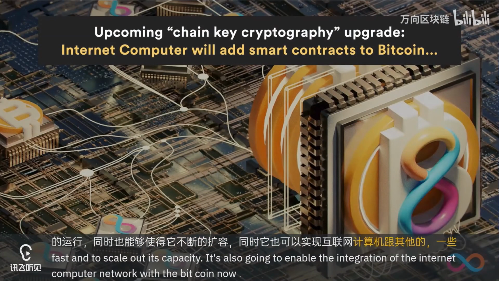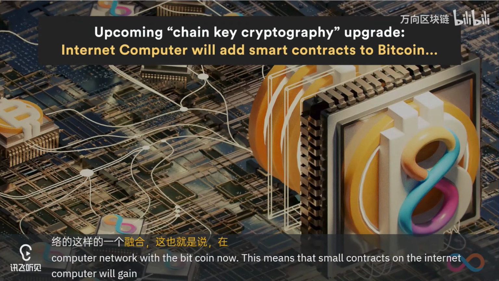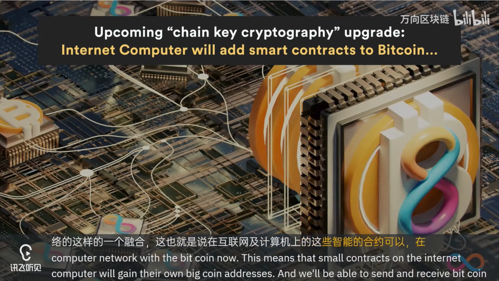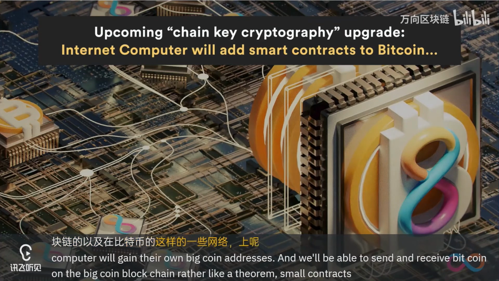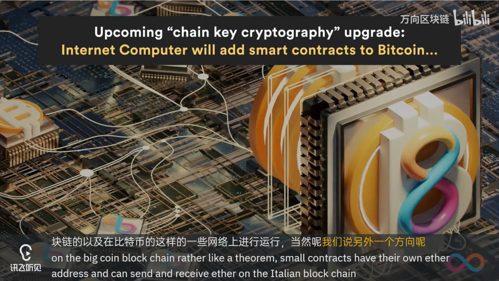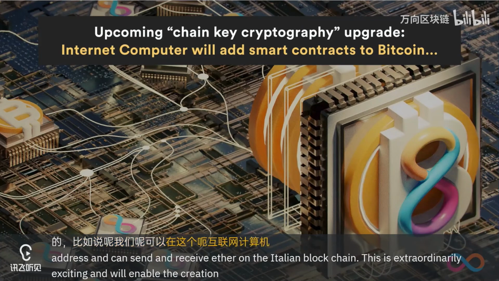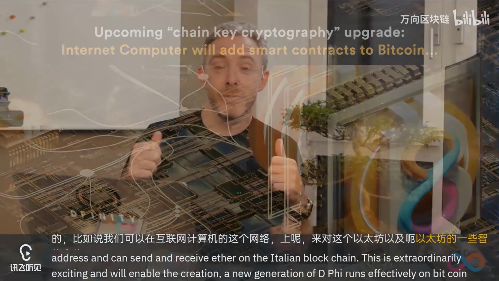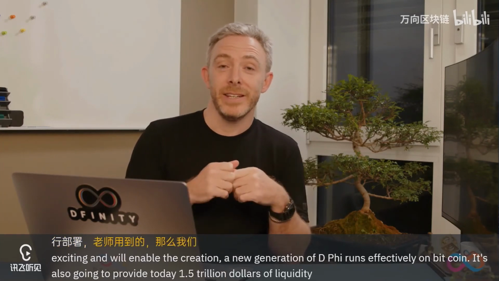This means that smart contracts on the Internet computer will gain their own Bitcoin addresses and will be able to send and receive Bitcoin on the Bitcoin blockchain, rather like Ethereum smart contracts have their own Ether address and can send and receive Ether on the Ethereum blockchain. This is extraordinarily exciting and will enable the creation of a new generation of DeFi that runs effectively on Bitcoin. It's also going to provide today $1.5 trillion of liquidity for the Internet computer blockchain.